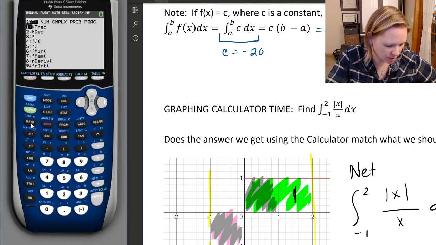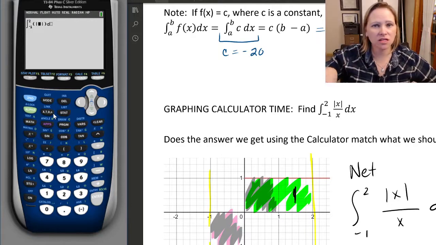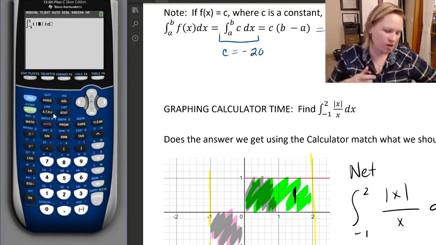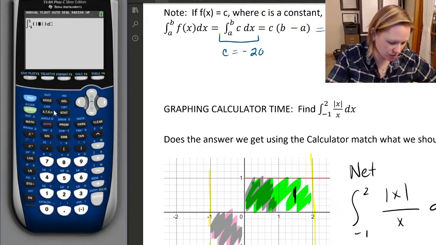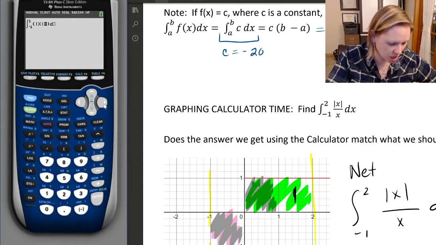I'm going to hit the math button, and I'm going to scroll over to the number option, and option number 1 is absolute value. So I'm going to hit abs, and for me, I get the absolute value bars. For some of you, you're going to show the word ABS parenthesis. Treat the parentheses like your absolute value bars. Type X in between, and then close your parenthesis if you have that old school operating system.